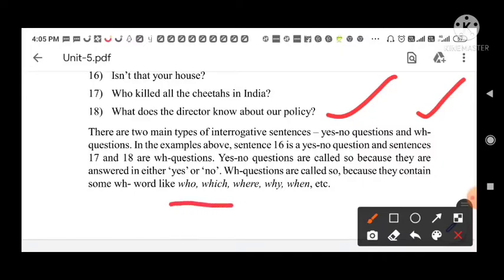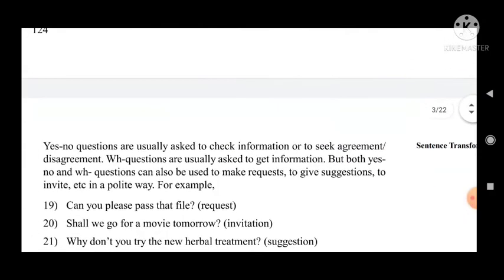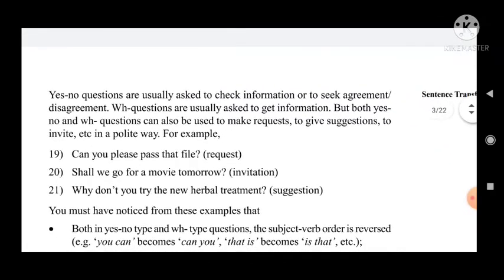So WH questions contain WH words in the sentences, meaning who, which, where, why, when, etc. Okay. Then yes-no questions are usually asked to check information or to seek agreement or disagreement. WH questions are usually asked to get information, but both yes-no and WH questions can also be used to make requests, to give suggestions, to invite, etc.